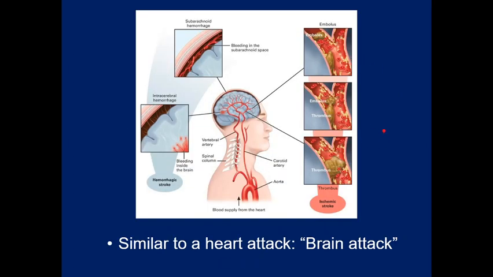It's similar to a heart attack, and some people call this a brain attack. I'm not really fond of that term, but it's the same idea. So I said there's two types of stroke. There's ischemic strokes, which means a clot, and then a hemorrhagic stroke, which means a bleed. Over here are our ischemic strokes, and over here are our hemorrhagic strokes, and we'll talk about all of them. So an ischemic stroke can be from a thrombus or an embolism.